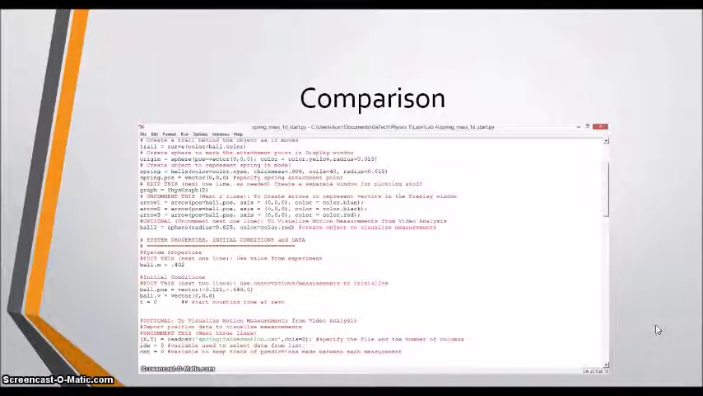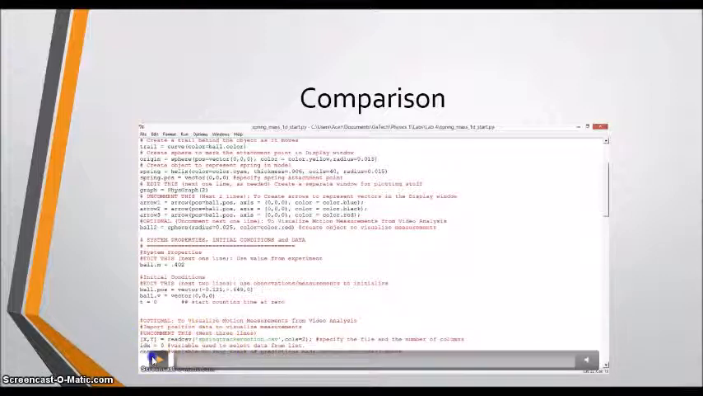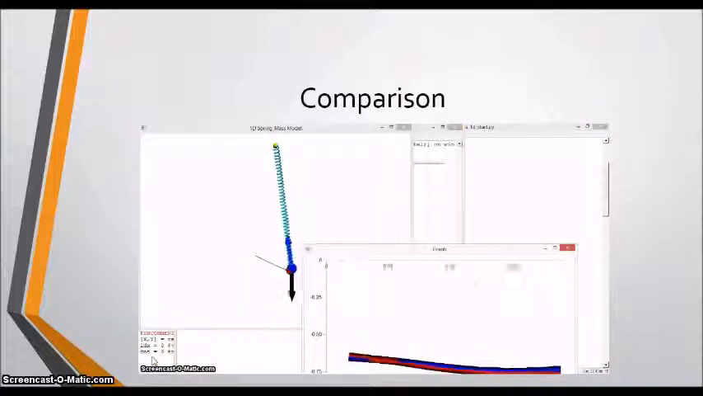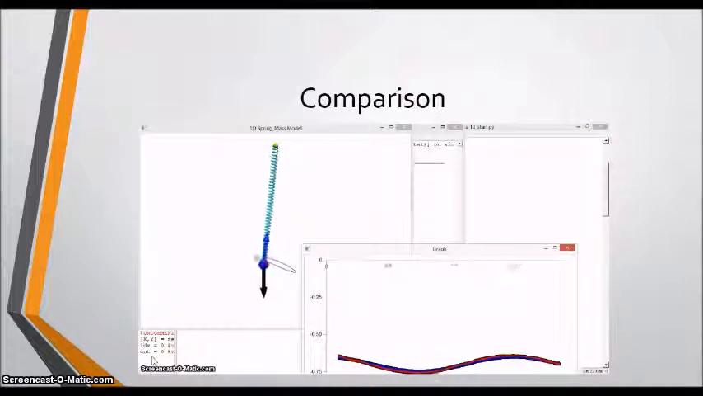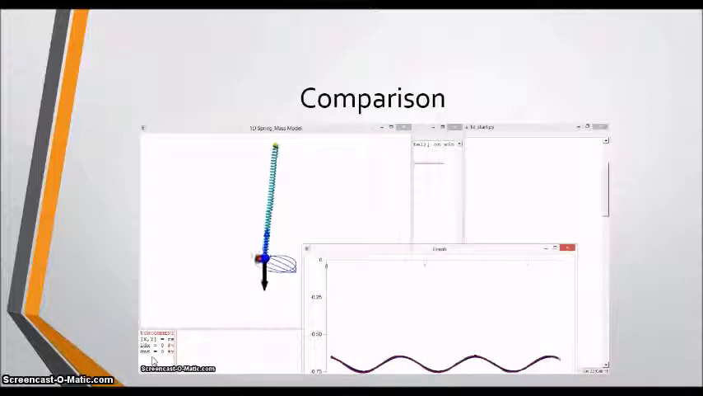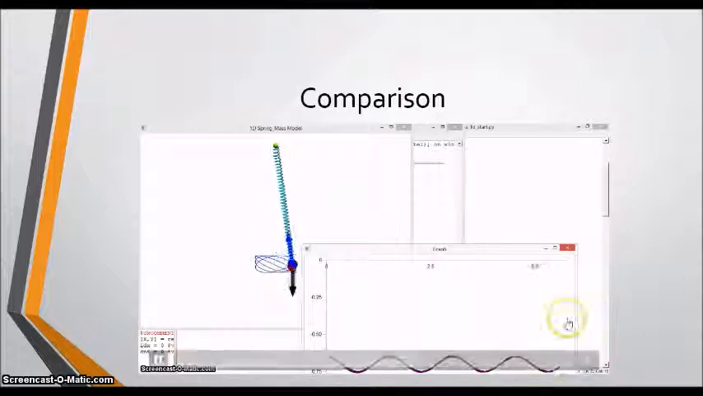Next, we ran a model comparing what we saw in Tracker to what we created in VPython, and the graph was displayed. As you can see here, the graphs are almost identical. There is some slight variation, but this can be attributed to drag.